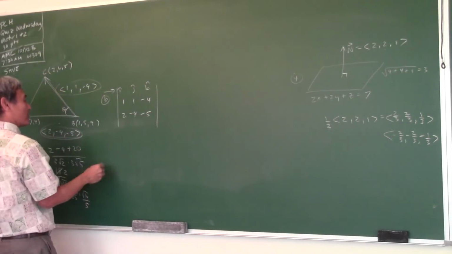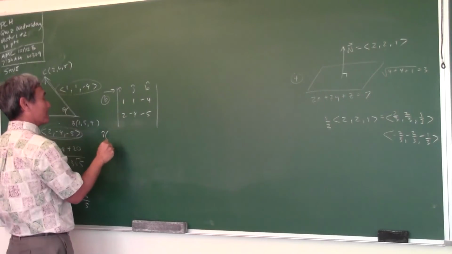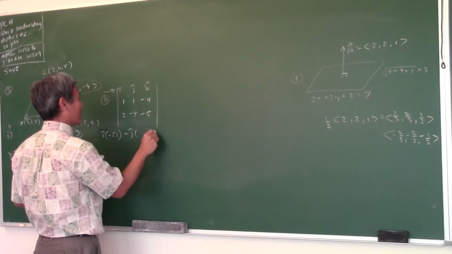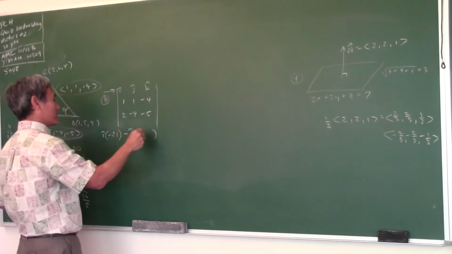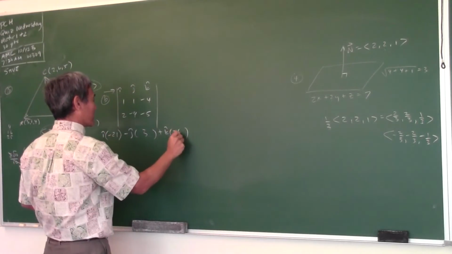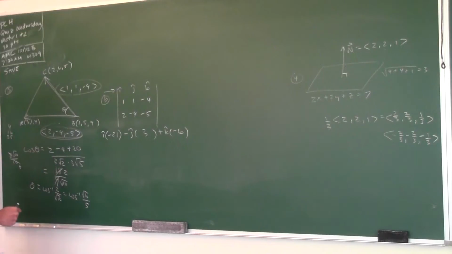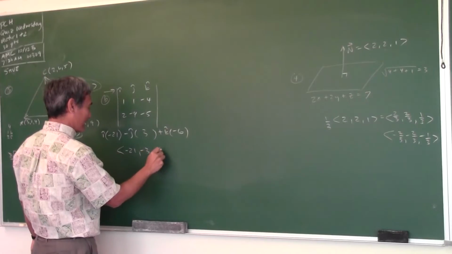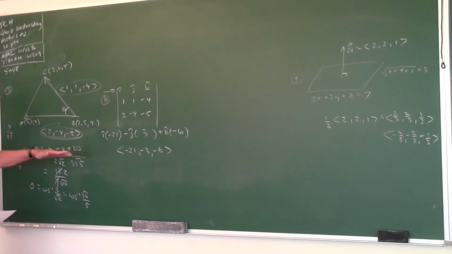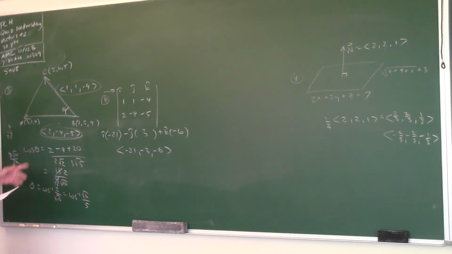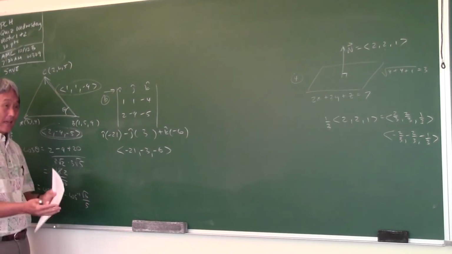I like to go across the first row, so it's going to be I times -5 minus 16, that's -21, minus j times -5 plus 8, which is 3, plus k times -4 minus 2, which is -6. And for those of you who don't like the IJK notation, then do this: -21, -3, -6. This is the cross product. This vector is perpendicular to the plane containing this triangle right here. Okay, let's answer the question now. What is the area of this triangle? Well, it's half the length of the cross product.